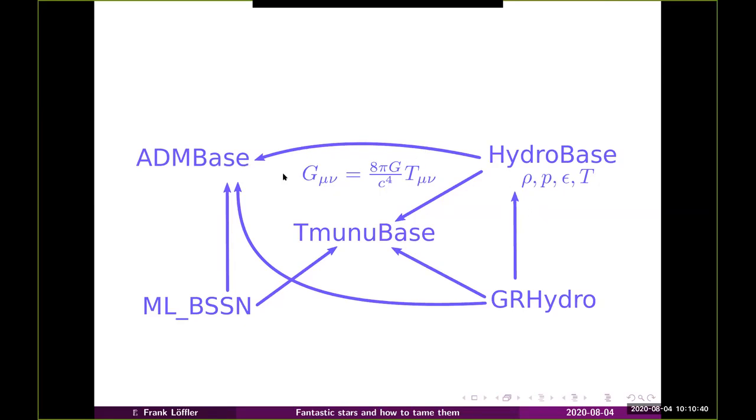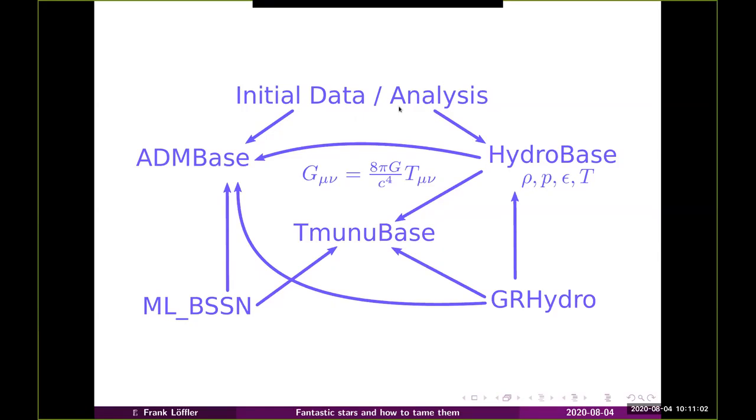So that's essentially the interface you have, on the example of McLachlan as a space-time evolution thorn and GRHydro as a matter evolution thorn. What you also need if you want to do a complete simulation later on is some initial data. So you need to have an initial data thorn providing both space-time and hydro.